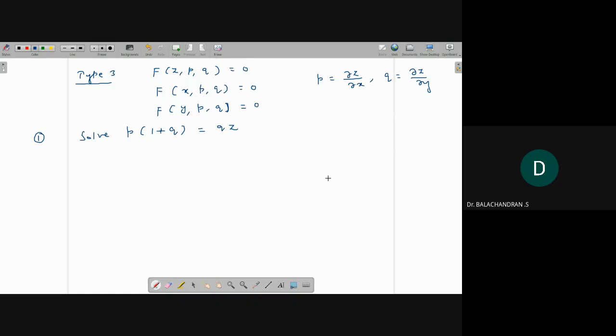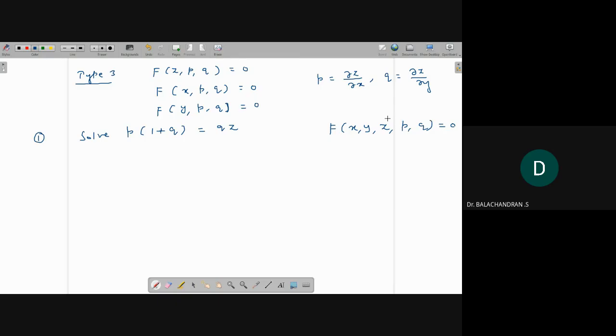I told that the first order nonlinear PDE is of the form function of x comma y comma z comma p comma q is equal to 0. Type 1 is what? We have p and q only in type 1. Type 2 is Clairaut's equation. General form, you know that: z equal to px plus qy plus function of p comma q.